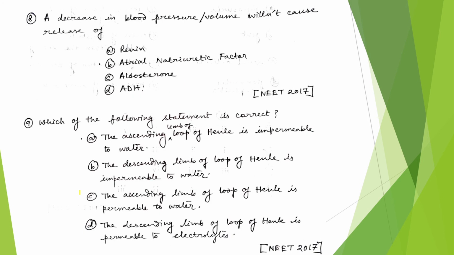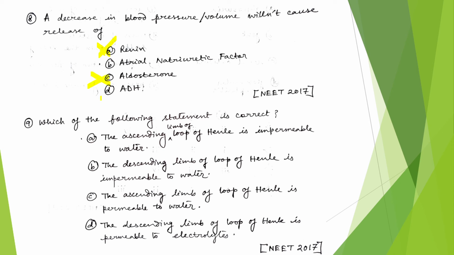Now coming to the next question. A decrease in the blood pressure or blood volume will not cause release of which? See, when your blood pressure or blood volume is decreased, then RAS pathway is activated. Renin, aldosterone, these are the main components of RAS pathway. So these will not be your correct answer. Option A is also wrong. Option C is also wrong.